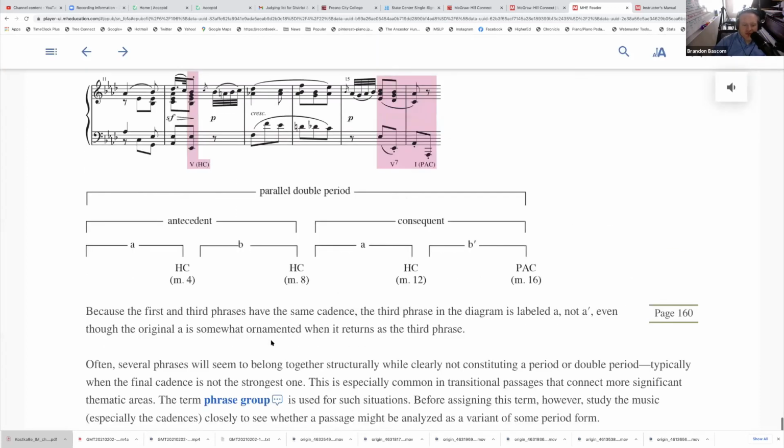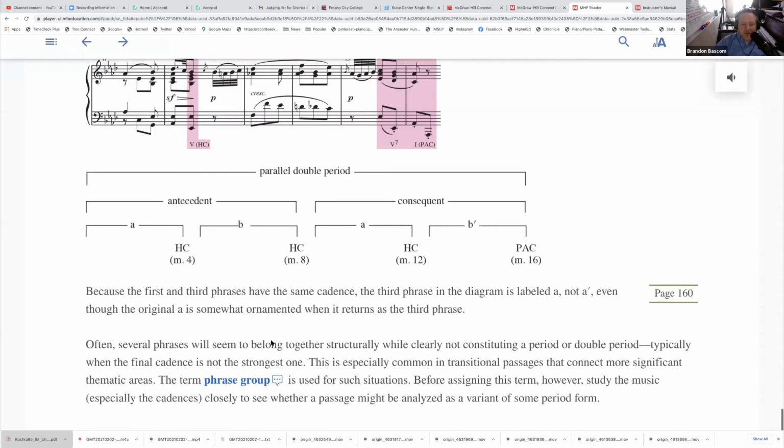Because the first and third phrases have the same cadence, the third phrase in this diagram is labeled A, not A prime, even though the original A is somewhat ornamented when it returns in the third phrase.